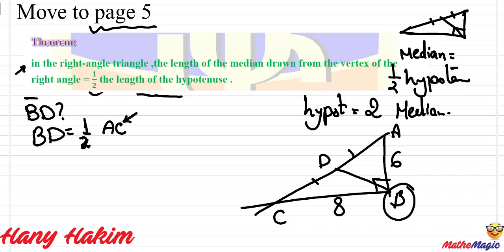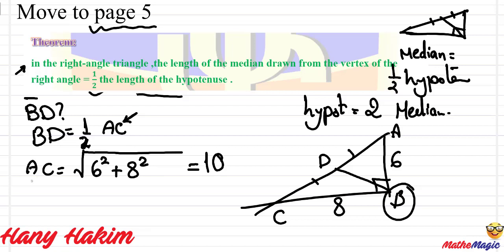So you can find AC. How could we get AC? I can get that AC by using the Pythagorean theorem, because here I have the lengths of the two sides of the right angle, and I can work out AC directly by the square root of 6 to the power 2 plus 8 to the power 2, which is equal to 10. So I can get that BD equals 5 centimeters.